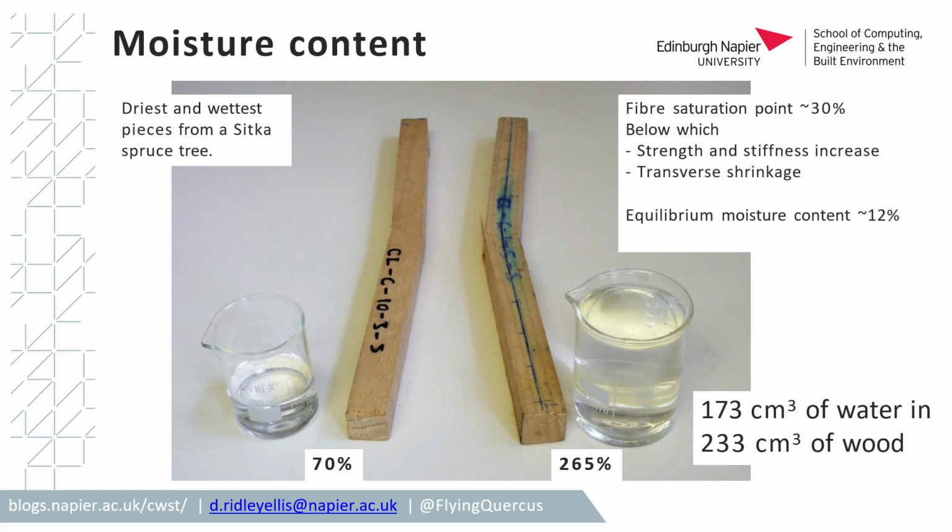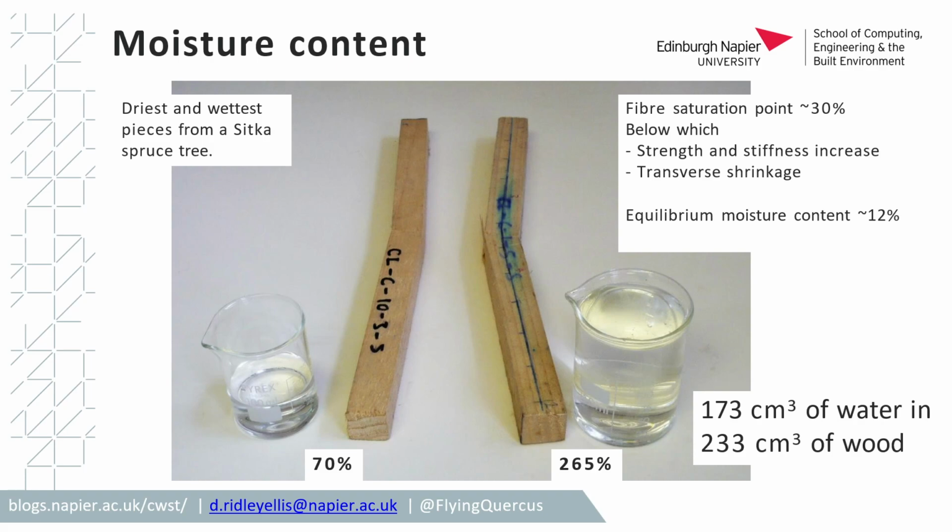More water in there than there is wood, as in by mass, significantly. Bizarre. You then have to dry it down to about 20% moisture content commercially before you're allowed to sell it. Right, anyway, so this is an example. An equilibrium of moisture content is circa 12%.